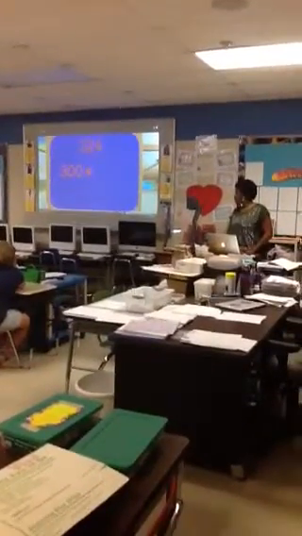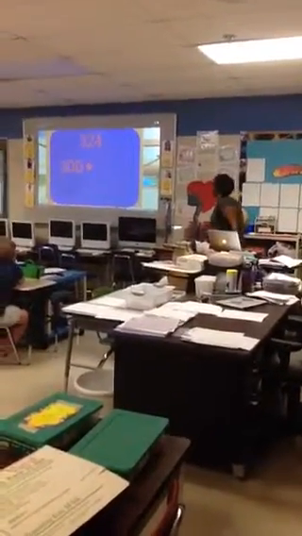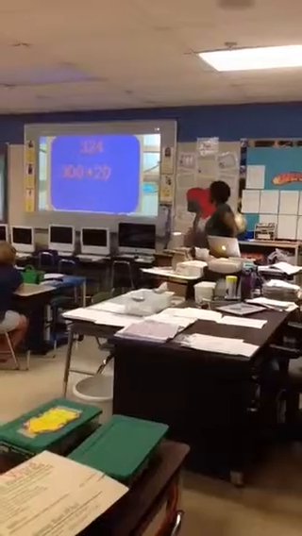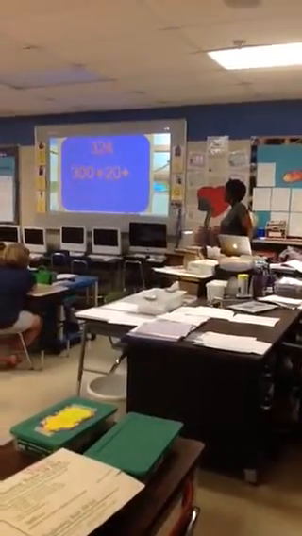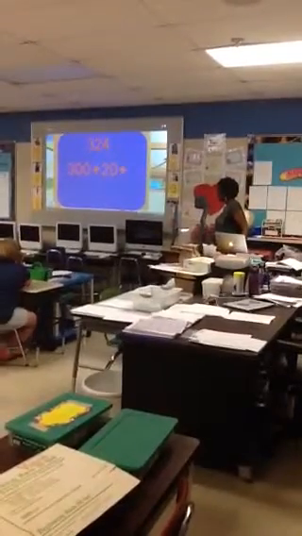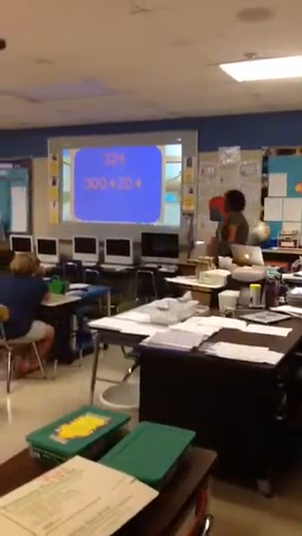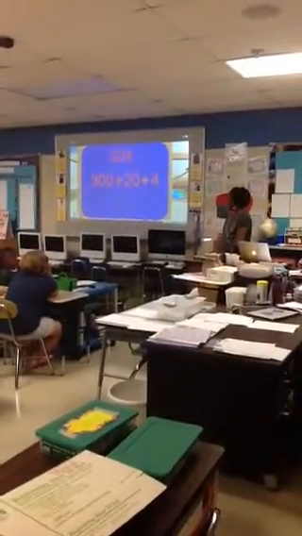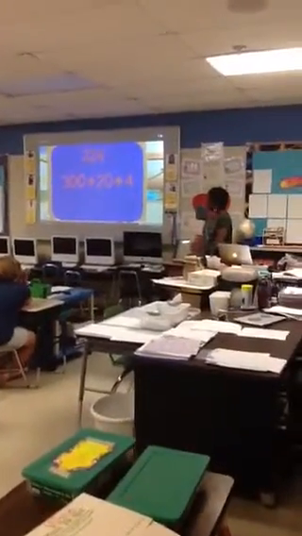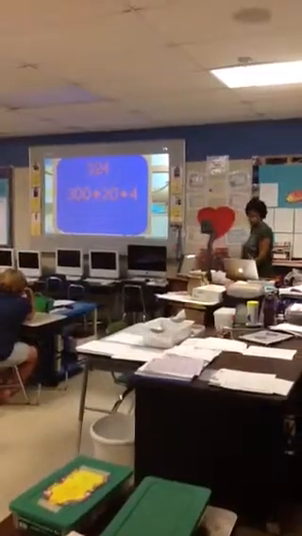20, since the 2 is in the tens place. Good job, guys. So we write down the 20, put down the addition sign. Last of all, we have the 4. What is the 4 worth in this number? 4. Since the 4 is in the ones place, it is worth 4. So the number 324 written in expanded form is 300 plus 20 plus 4.